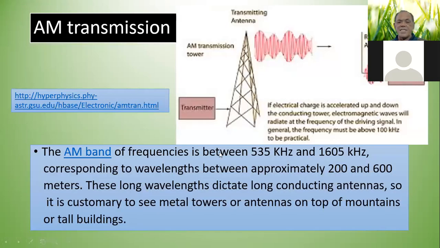AM band frequency is about that. Right? Depends on the country. It corresponds to a wavelength of about 200 meters to 300 meters. This long wavelength dictates a long antenna. If you see this style of transmitting tower antenna on a hilltop, then you know it's AM transmission.